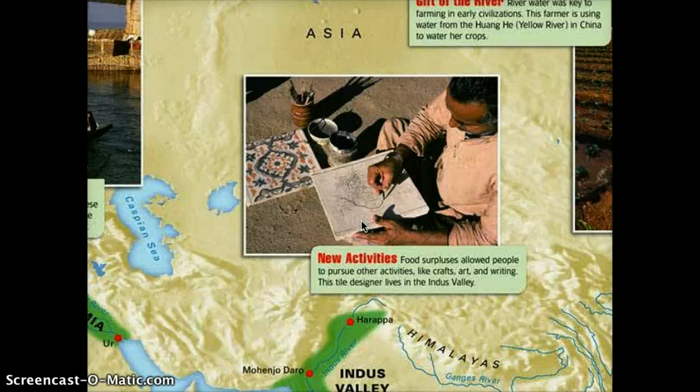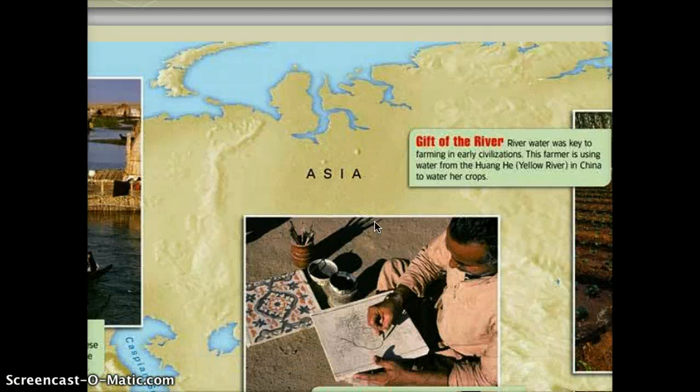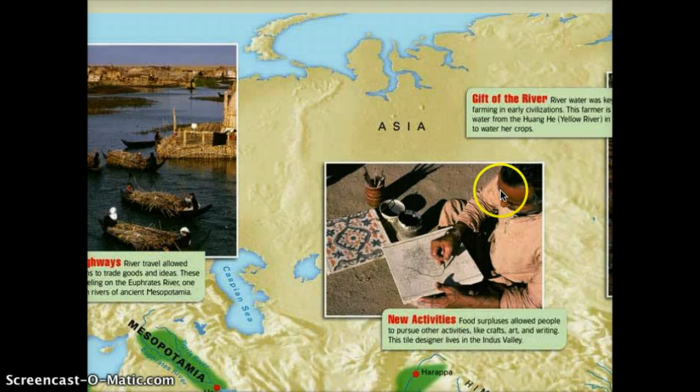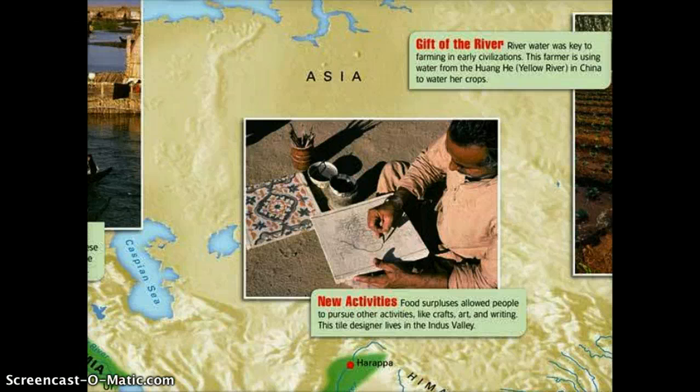Again, social institutions, food surpluses allowing people to pursue other activities like crafts, art, and writing here in the Indus River Valley. Excuse me, I'm trying to zoom over there. That's as far as I can go, it looks like. And then you have the gift of the Nile River. Oops, if I can zoom this in right. River water was key to farming in early civilizations, and here you can't really see it. I'm not sure I can zoom over there, but I'll zoom back here. You see a farmer using water from the Huanghe or the Yellow River in China, which would have been done in ancient times as well.